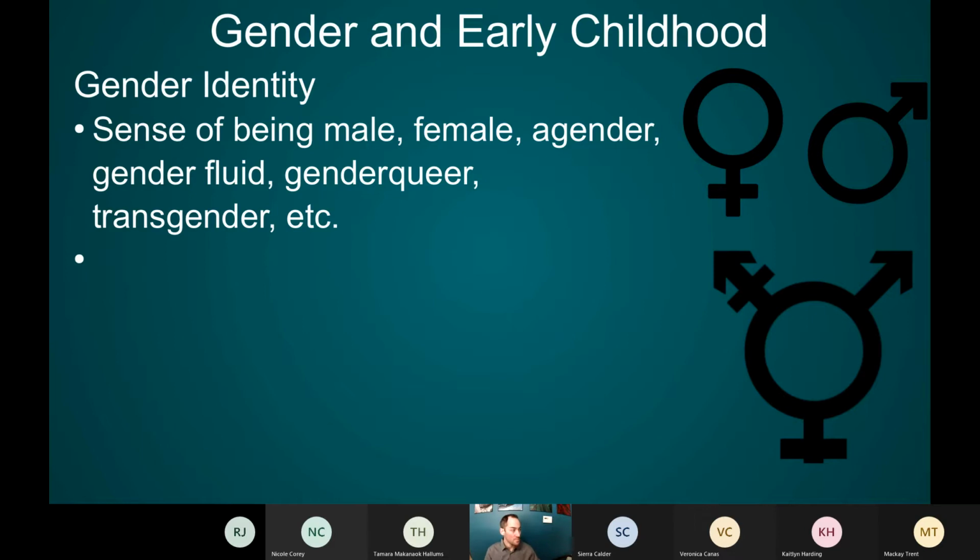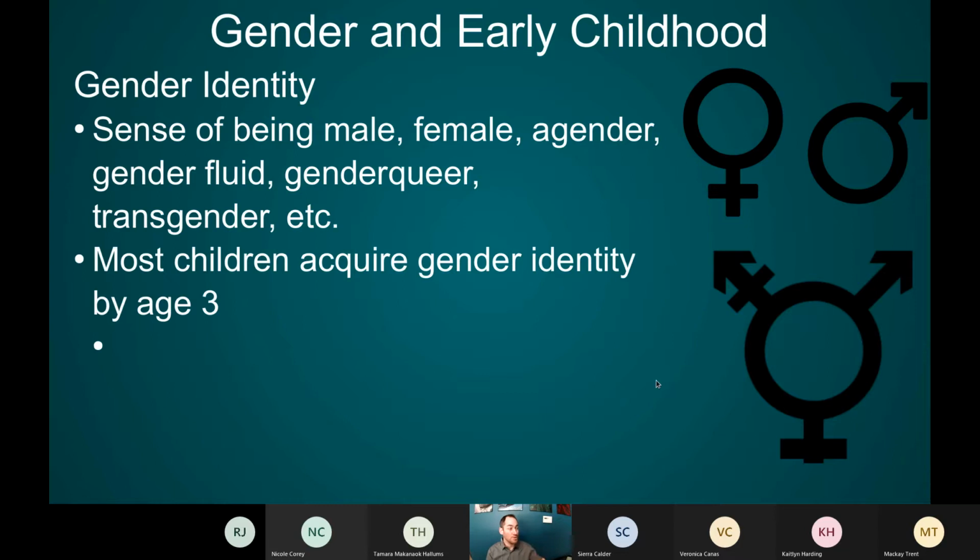So, gender identity, defined in and of itself, is the sense of being male, female, agender, gender fluid, gender queer, transgender, or any other of the numerous genders that there are. So it's that sense of being that thing, and that's different than biological sex. And we'll get an example of that in the video that we'll watch in a minute. So that is gender identity. So most children have acquired or are in the final stages of acquiring a gender identity by about age 3.